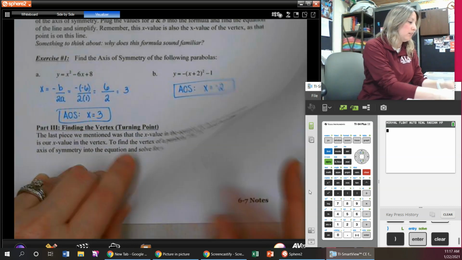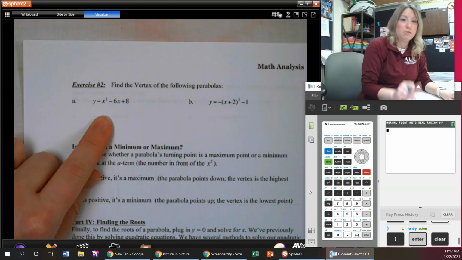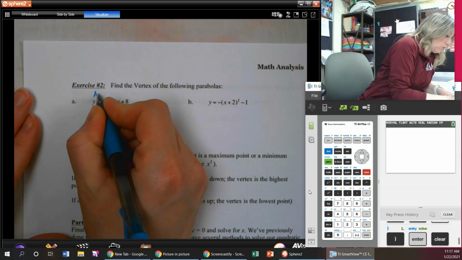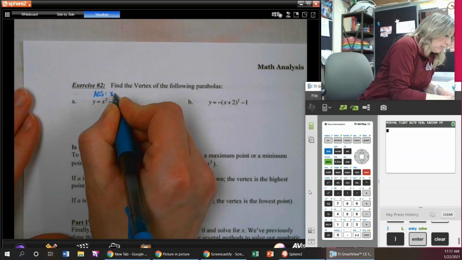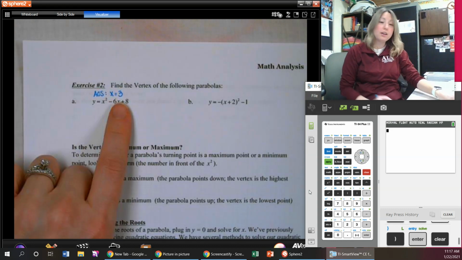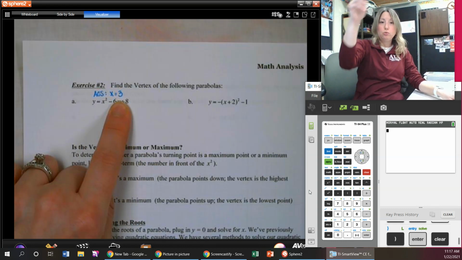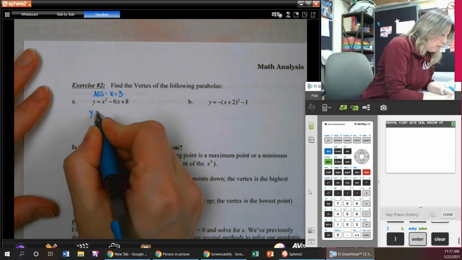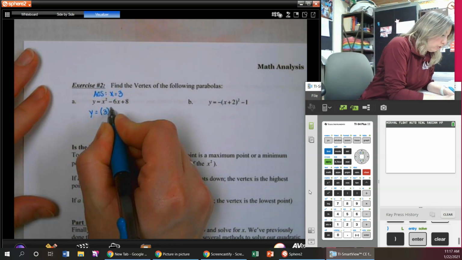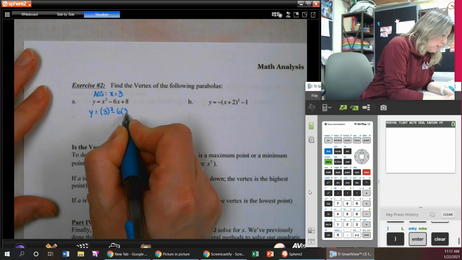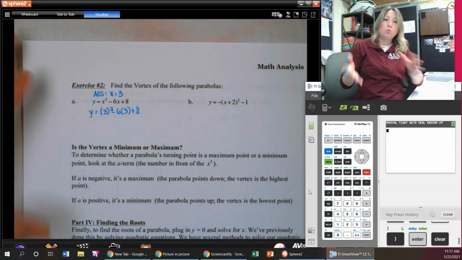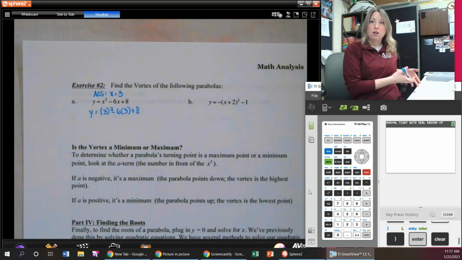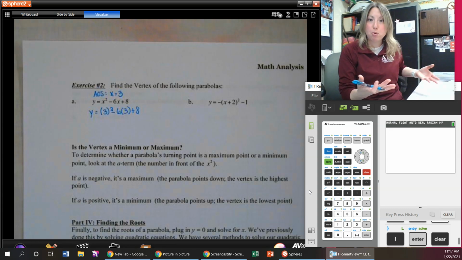Now, finding the turning point is possibly a little bit more complicated if you're in standard form, because what you do is you take that x value that you just got. Remember, our axis of symmetry was x equals 3. You substitute it in for x in the equation to find the matching y. This gives me the y of the point where x is 3.